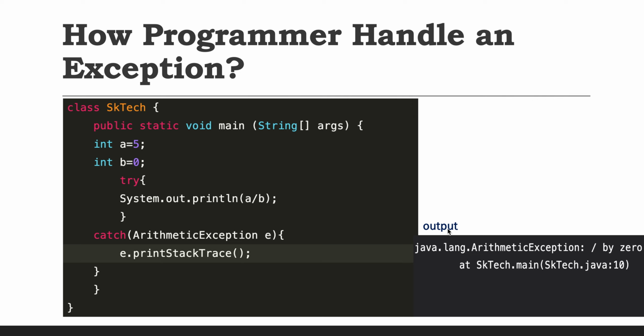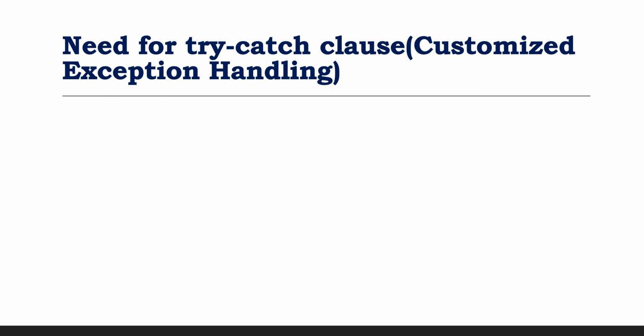So this is a statement, and based on that we can later identify it and correct it. So this is one example of how, in Java, using the try catch block, the user can handle the exception. Now let's see what the need for the try catch block is.